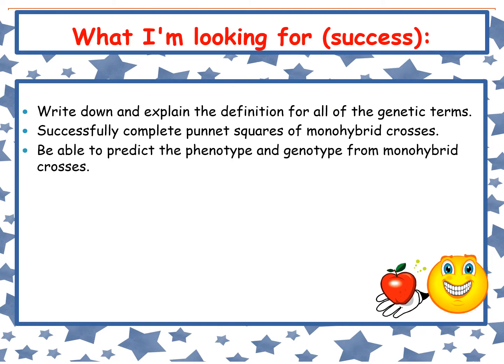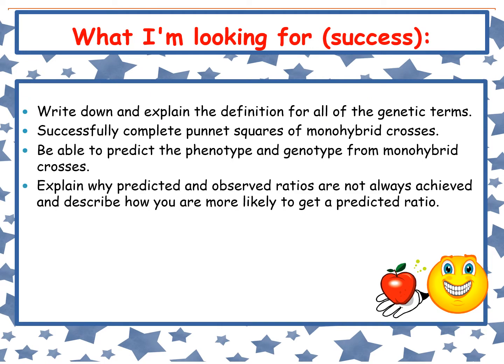To be successful, you will need to be able to write down and explain the definition for all genetic terms, successfully complete Punnett squares of monohybrid crosses, be able to predict the phenotype and genotype from monohybrid crosses and explain why predicted and observed ratios are not always achieved, and describe how you are more likely to get a predicted ratio.